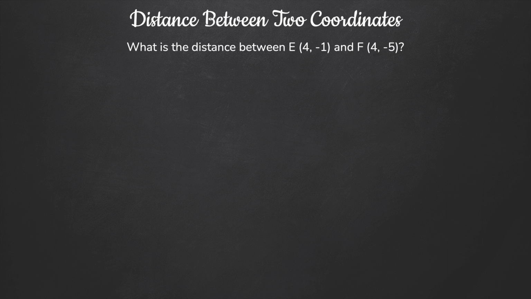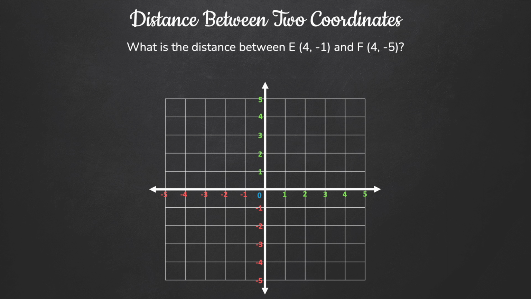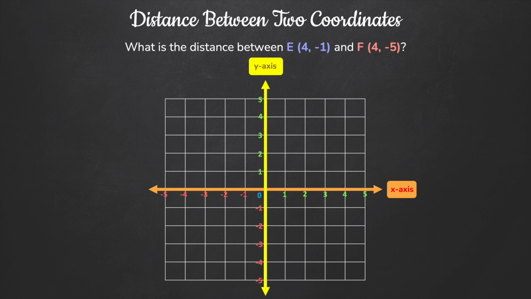Our next example says, what is the distance between E, which is at 4, -1, and F, which is at 4, -5? So we're going to go ahead and start off by plotting. So for E, our x-coordinate is 4 and our y-coordinate is -1. And where they meet is where we're going to go ahead and plot that. Then for F, our x-coordinate is 4 and our y-coordinate is -5, and where they meet is where we're going to plot F.